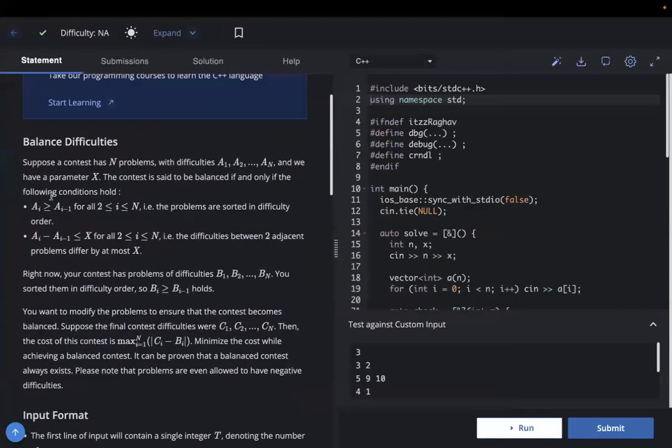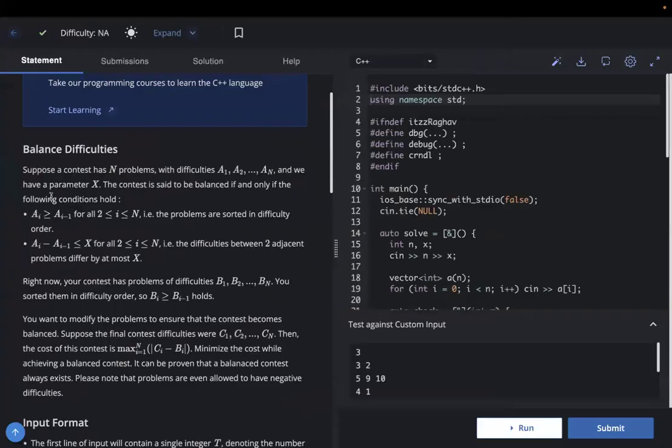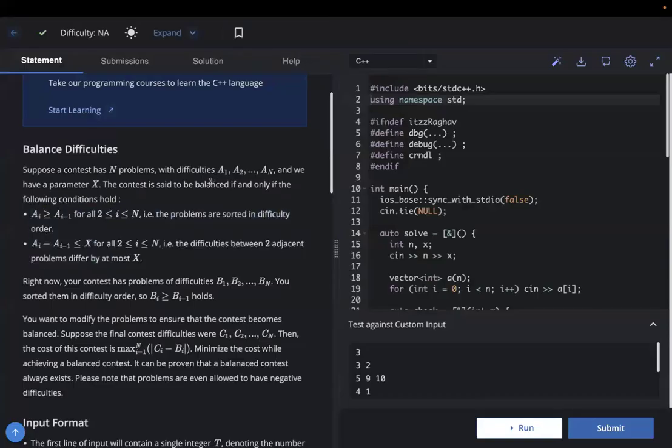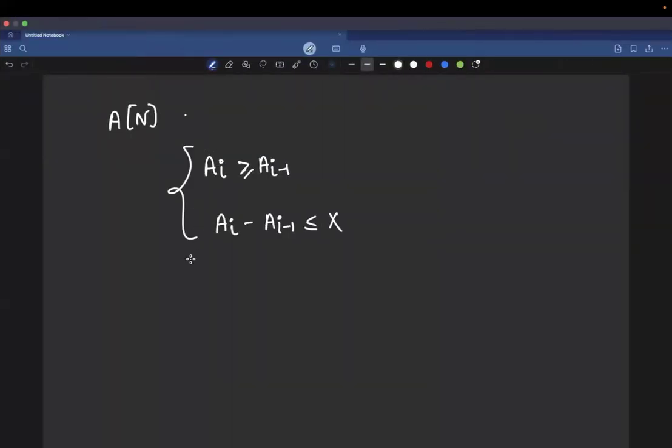So this is the problem, balance difficulties. This problem says that an array A of size n is considered to be balanced if for every Ai it is greater than or equal to the previous element, and the difference between two consecutive elements is always less than or equal to x. These are the two conditions for an array to be called balanced.